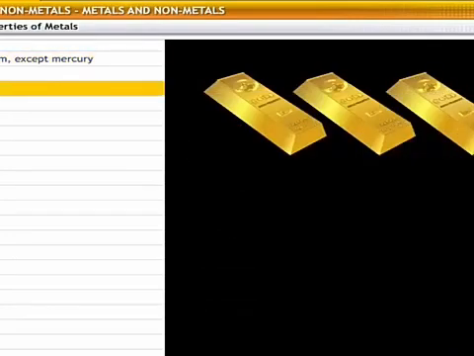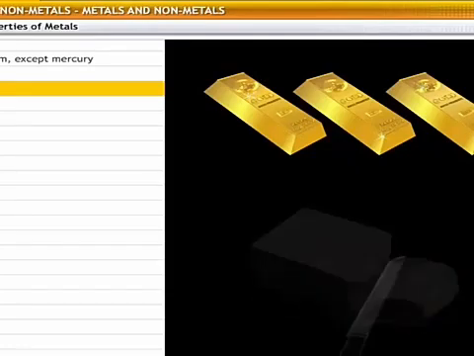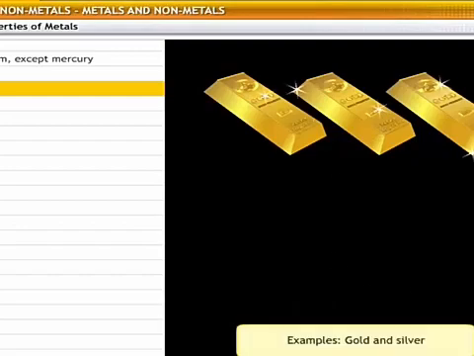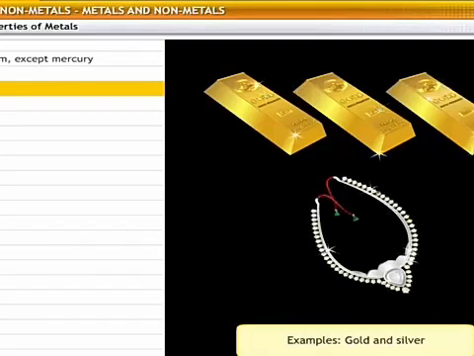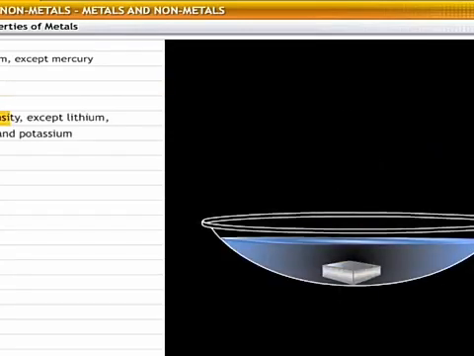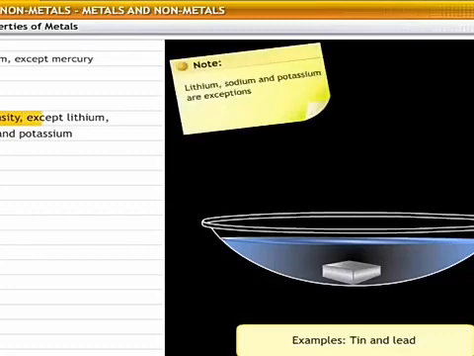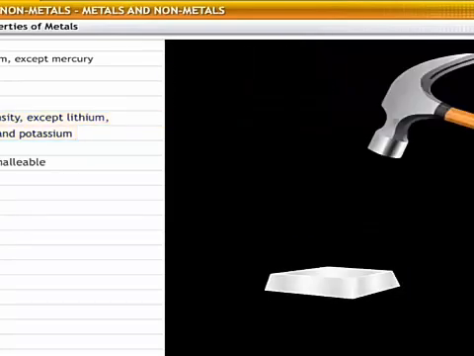All metals are lustrous. Metal surfaces shine when they are freshly cut. For example, gold and silver are popularly used for making jewelry because of their luster. Metals have high densities and therefore tend to sink in water. For example, tin and lead sink in water. Exceptions to this rule are lithium, sodium and potassium. The density of these elements is lower than that of water and hence they do not sink.